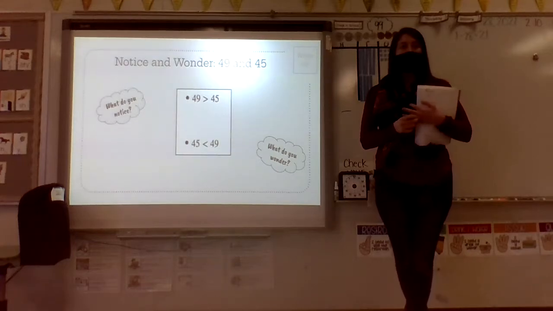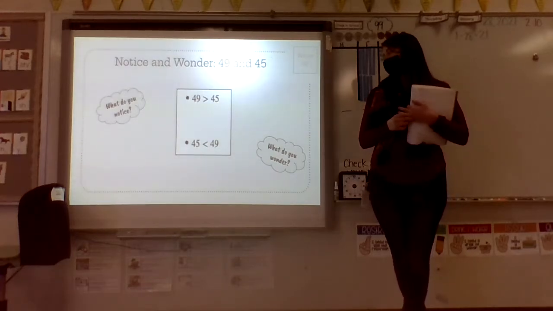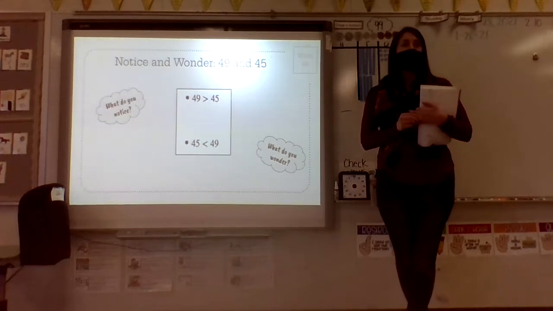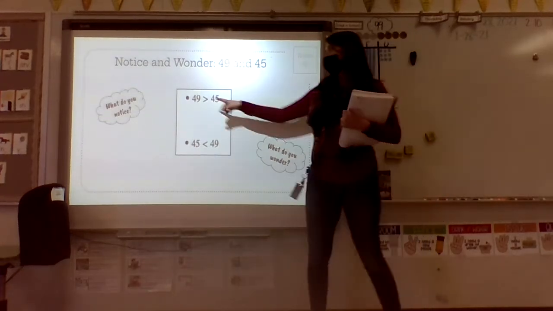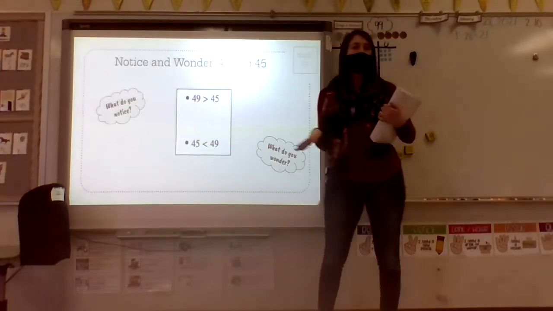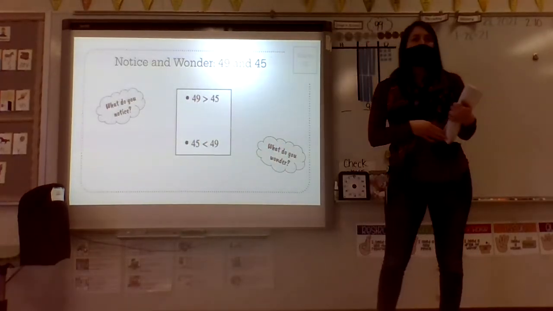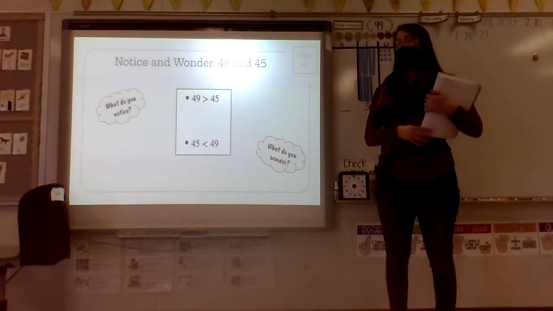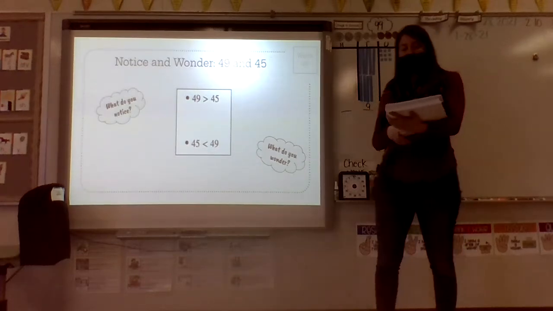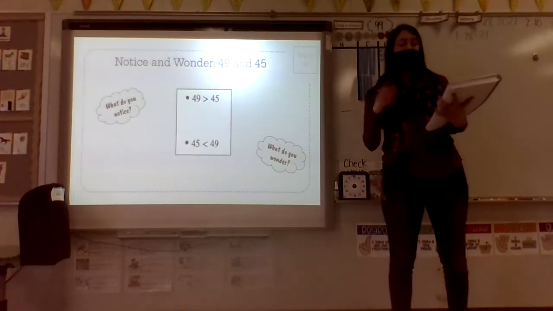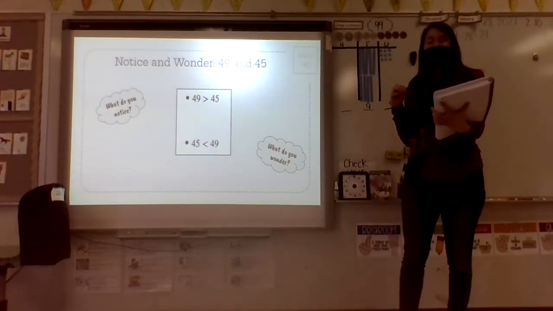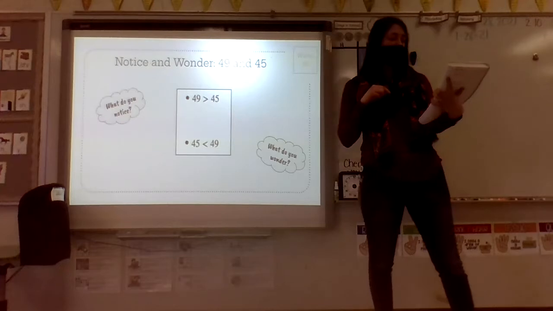I got a wonder. Oh, she has a wonder. Go ahead. I wonder why there's 2 black dots. Alright, so usually the black dots just mean that they're in a list. I guess listing those. But good. Okay, so even though these comparison statements are written differently, they still tell us the same information.